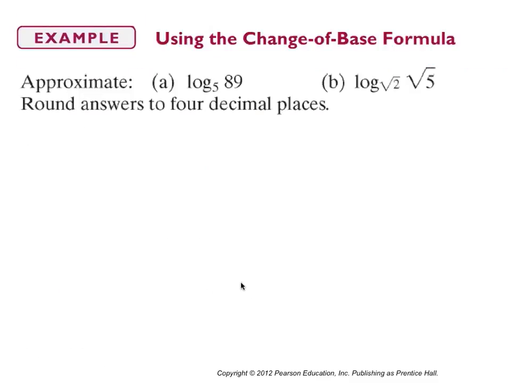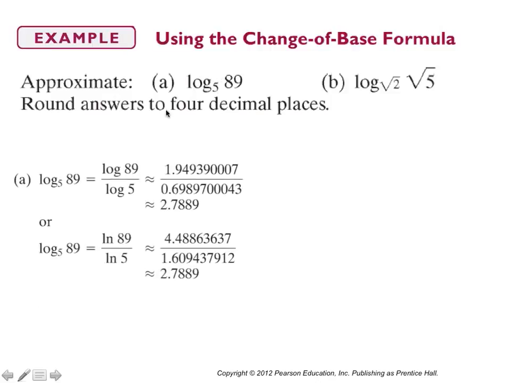All right, using the change of base formula. So let's say we want to approximate log base 5 of 89. Most of you have calculators that probably will not do this for you, so you need to know the change of base formula. So all you have to do is just take log of 89 and divide it by log of 5. The other option you have is to use ln of 89 and ln of 5.